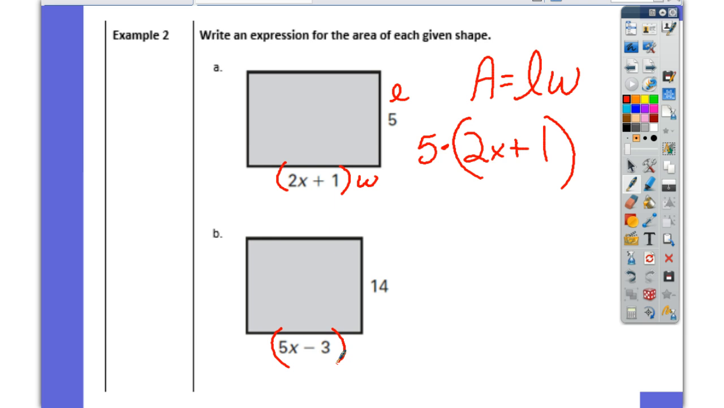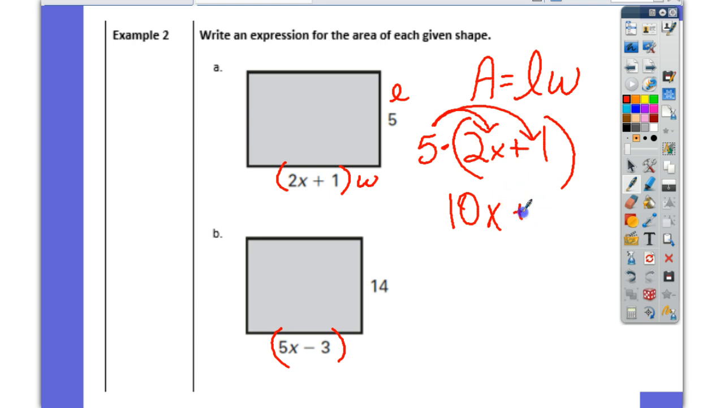All right, let's finish letter A then. So the length 5 times the width. We're not going to get an answer, but we're going to get an expression for it. What is 5 times 2x? 10x. Good. 10x. What is 5 times a positive 1?